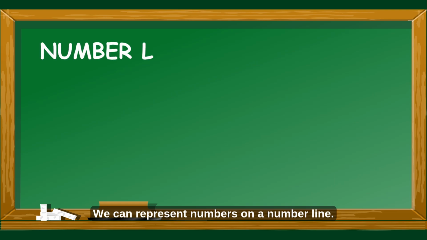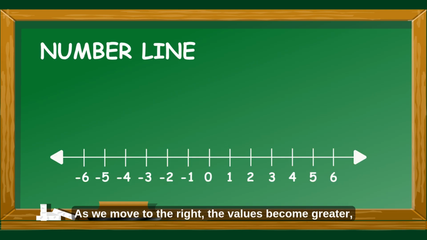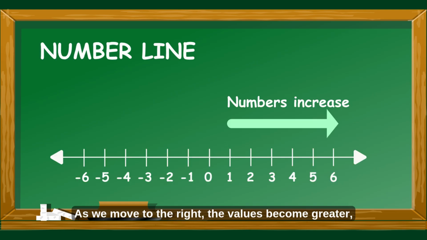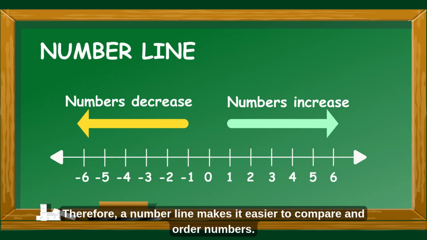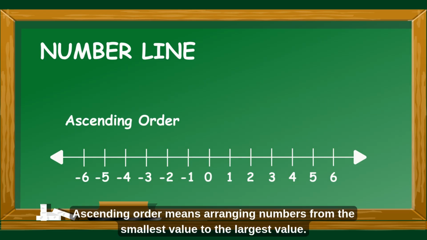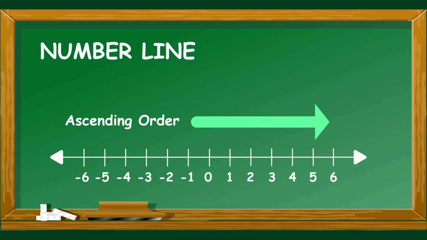We can represent numbers on a number line. As we move to the right, the values become greater, while moving to the left, the values become smaller. Therefore, a number line makes it easier to compare and order numbers. Ascending order means arranging numbers from the smallest value to the largest value.